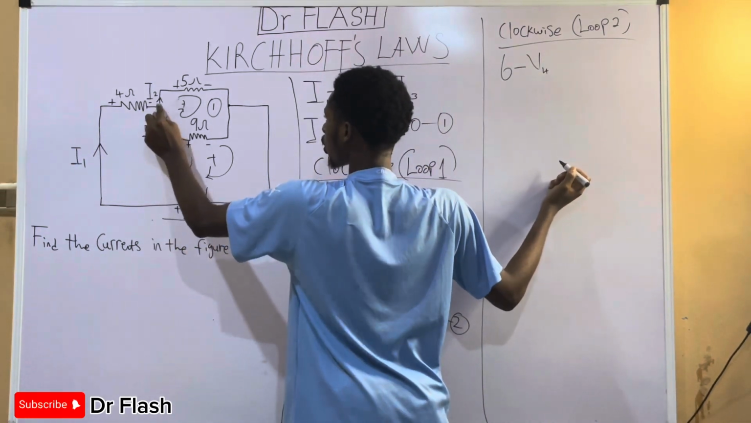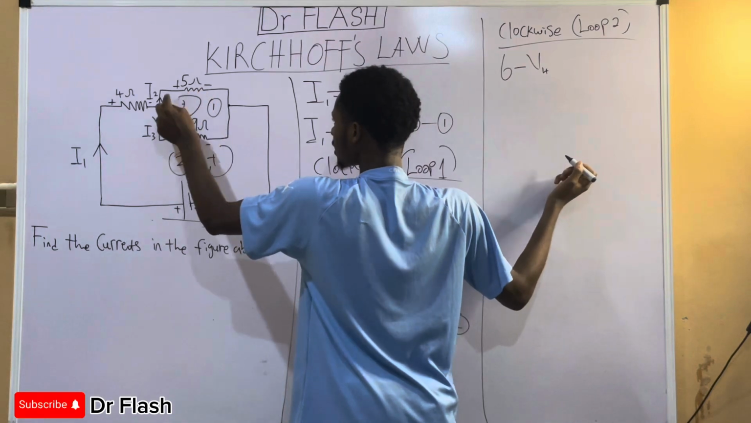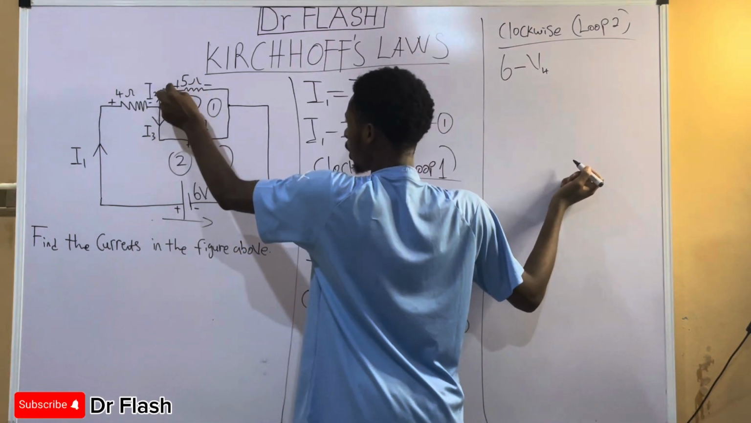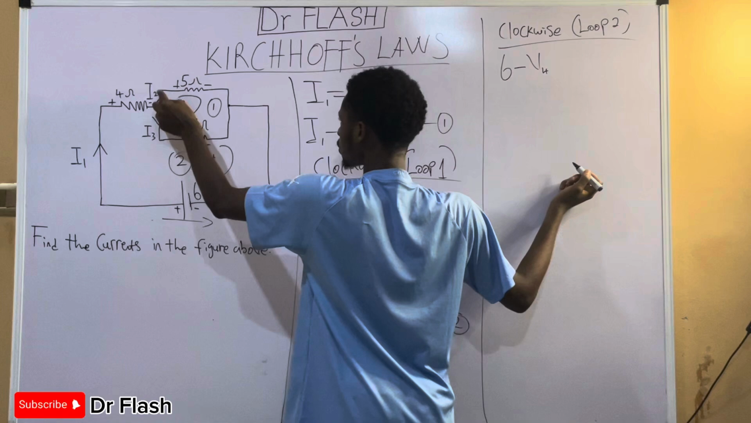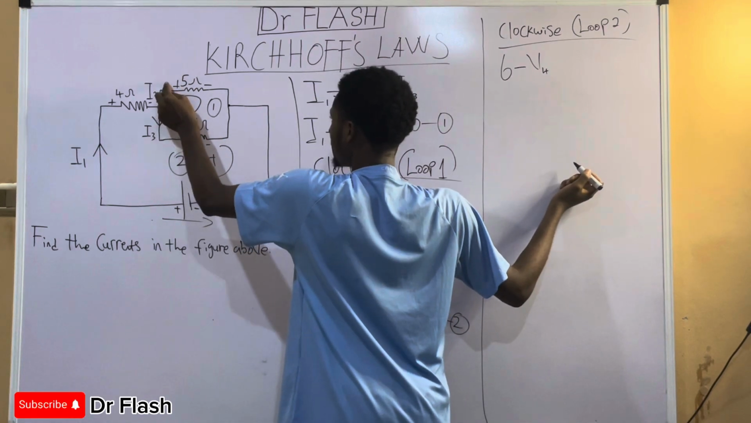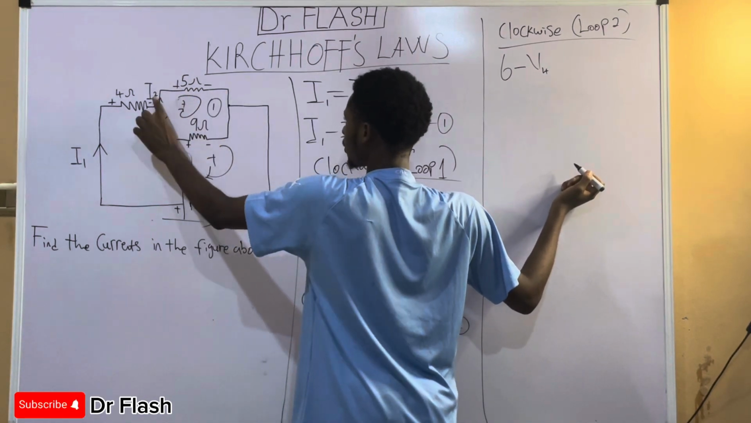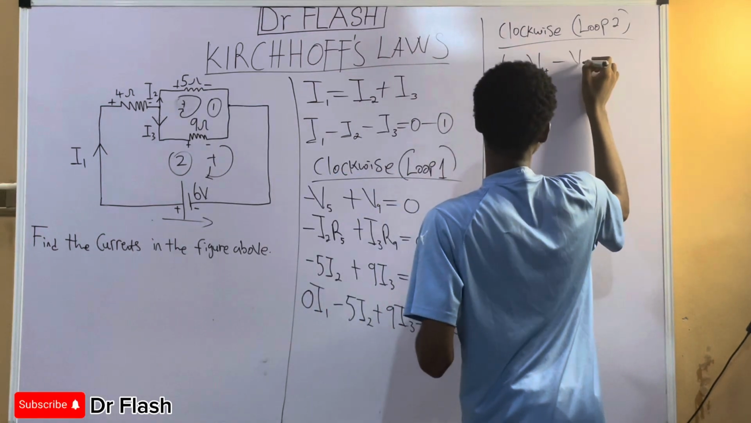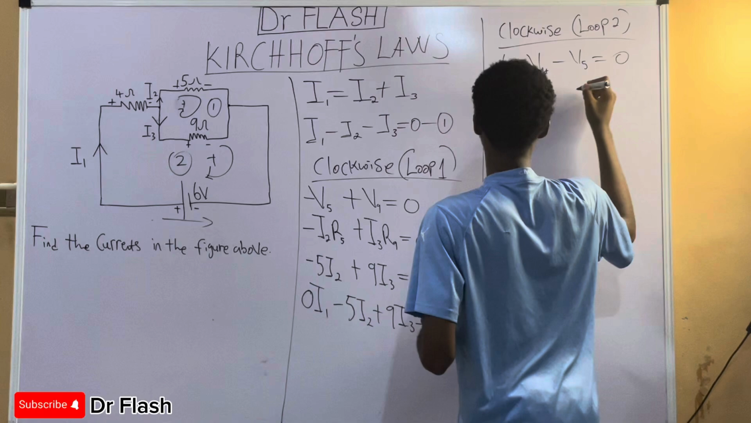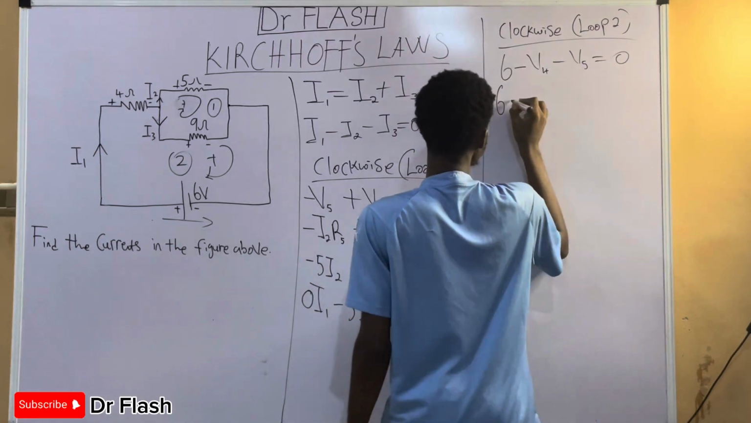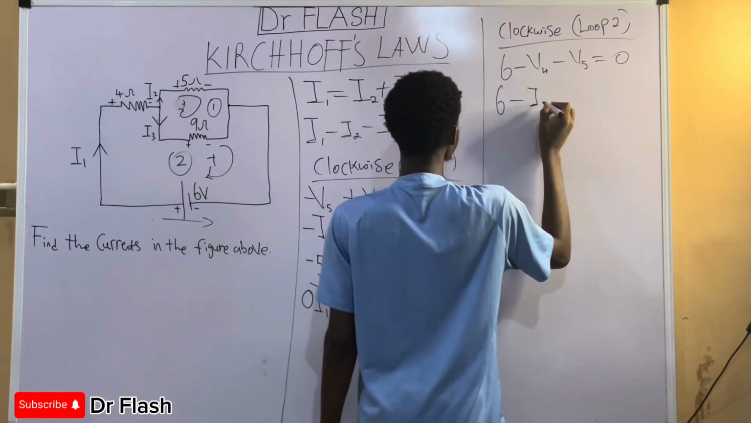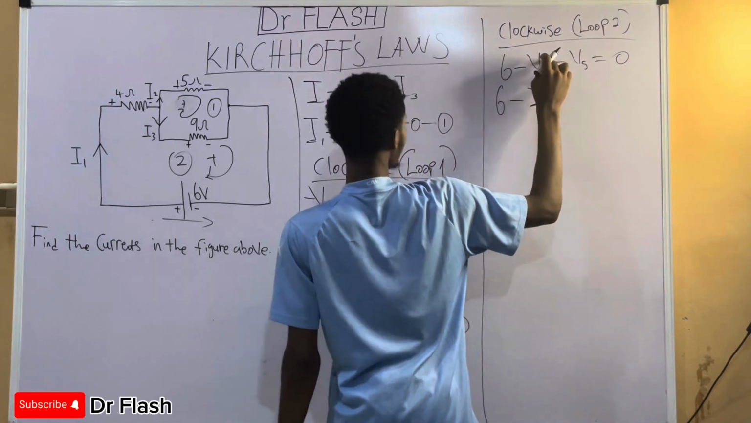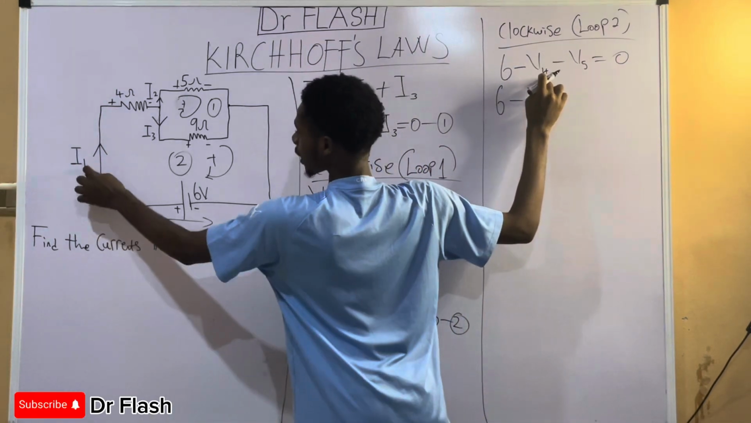And then when we continue, when we get to this place, we notice that the current is also moving in this direction, which gives us another potential drop. So we're going to get minus V5, right? So we are moving from positive to negative. That is a potential drop. So you have minus V5 equals 0.